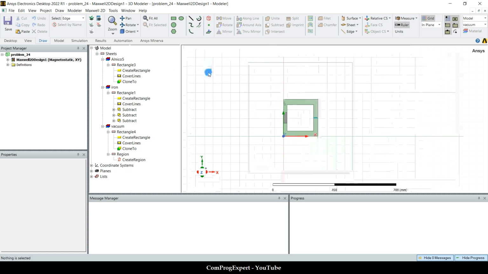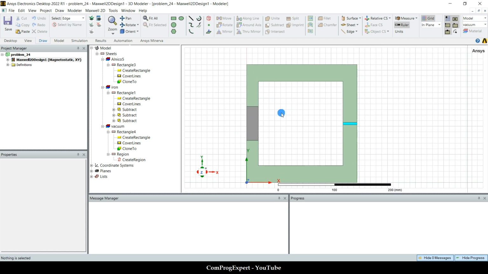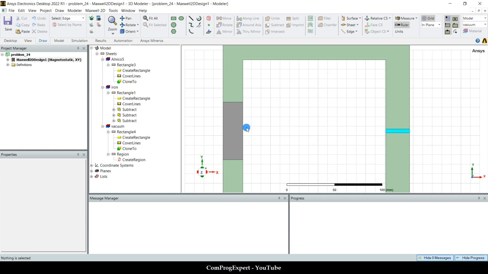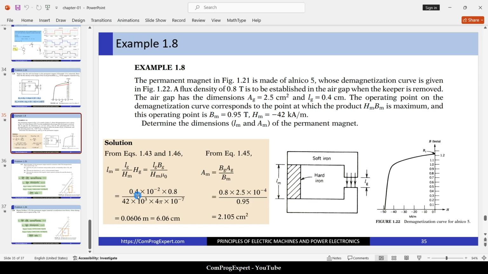So now let's draw two lines in the middle of this magnet and in the middle of the air gap. Here we have the flux density in air gap and flux density in magnet Bm. Also we have Hm and H gap. In this example, it is assumed that Bm is 0.95 Tesla and Hm is negative of 42 kiloampere per meter, this operating point.